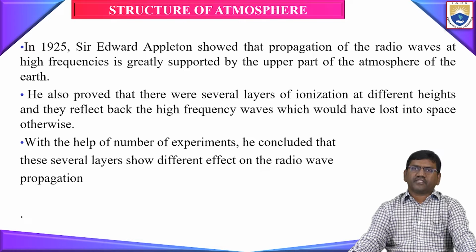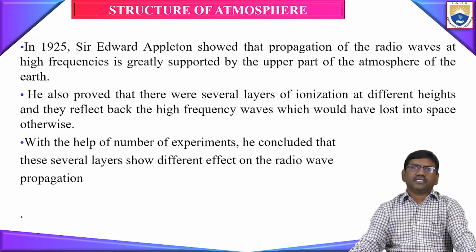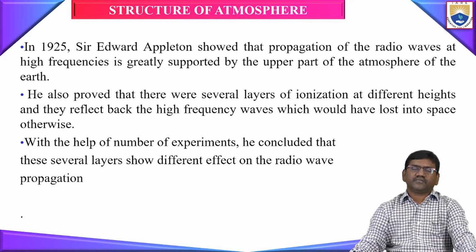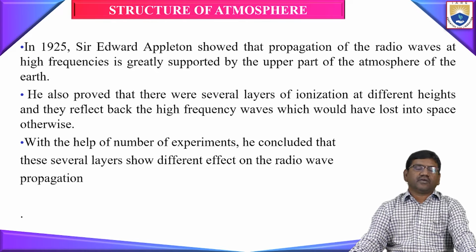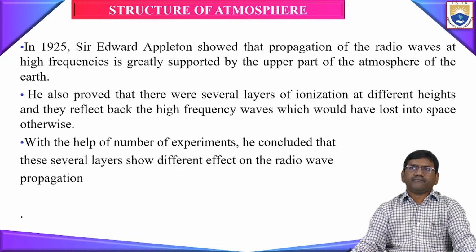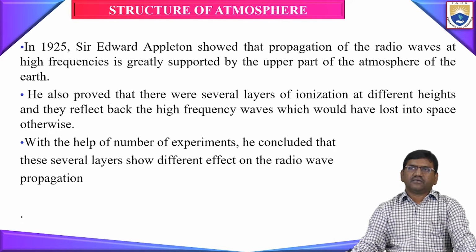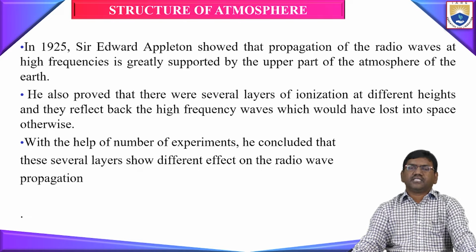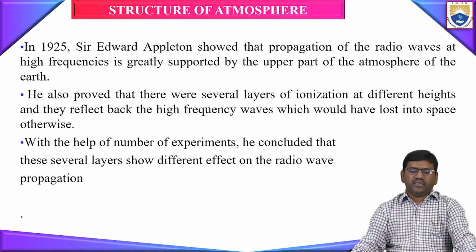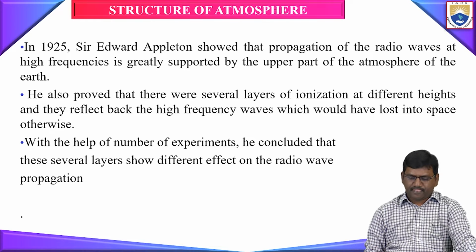With the help of a number of experiments, the scientist Edward concluded that these several layers have different effects on radio wave propagation. So there are different layers in the atmosphere. Why these layers are formed, how they are formed, and whenever we transmit electromagnetic rays into these layers, how the signals reach the receiver, we will see today, starting with the structure of the atmosphere.